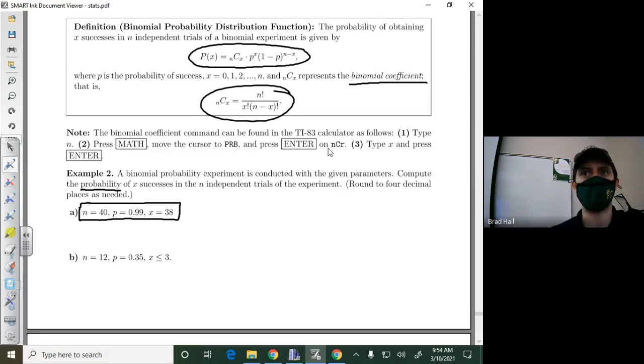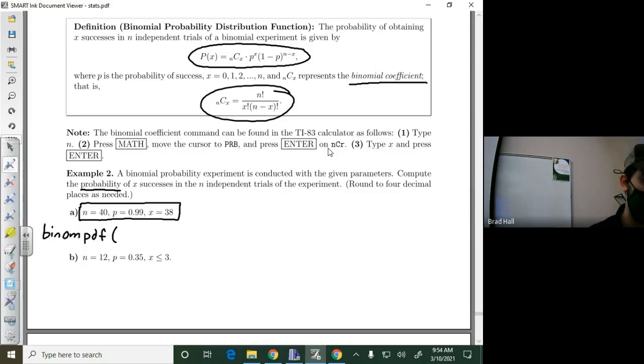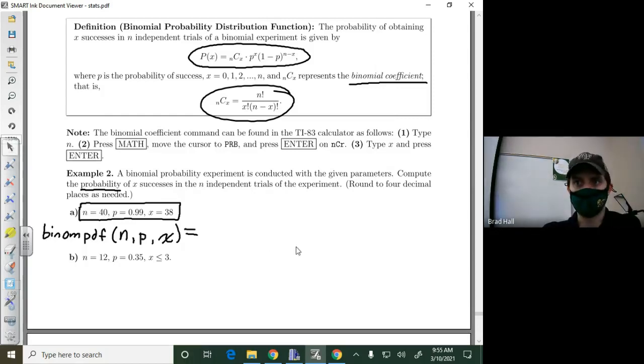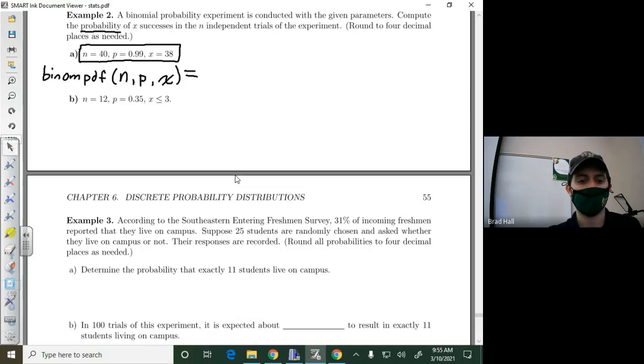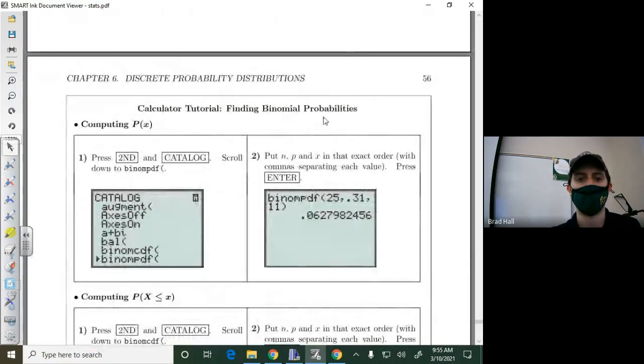And what we're going to do is utilize a command in the calculator called binom PDF. And I'll write the general version of it. You need to put in the n first, p, and then your x value. Now, the tutorial on how to do this is in the notes. It's a little bit further back now that I decided I'm just going to skip straight to the calculator version. So it'll be all the way down here on page 56 if you have the notes printed out.